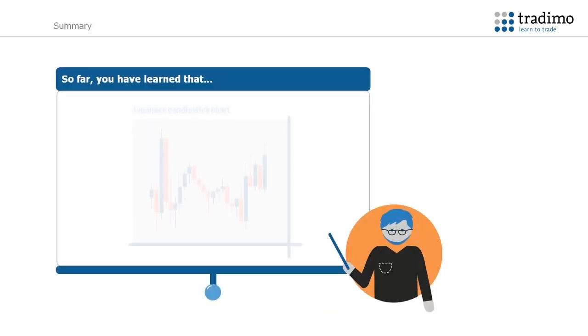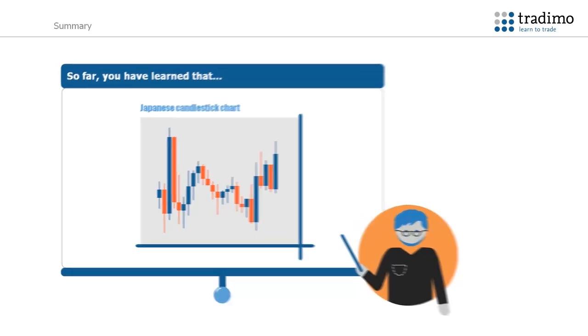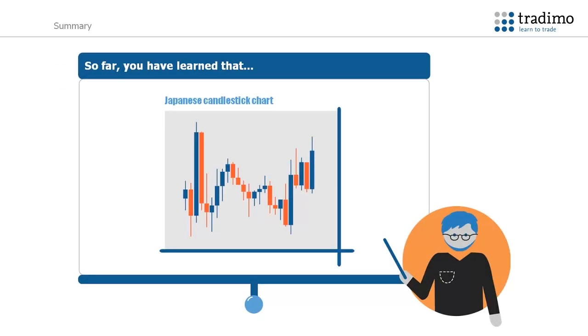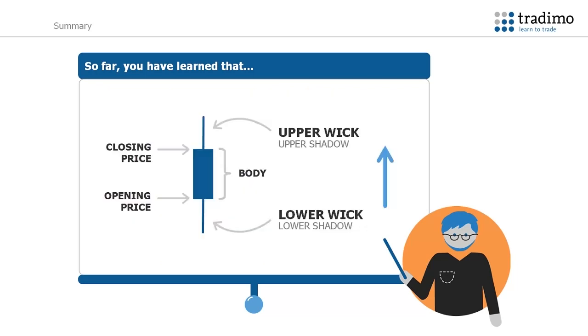This concludes the introduction into Japanese candlesticks. So far, you have learned that the Japanese candlesticks chart is the most common chart that traders use. Japanese candlesticks have a certain time they form in, called a time frame. When this period is over, a new candlestick starts to form. That each candlestick tells you the open, close, high and low of the price for a specific period. The wicks of the candlestick represent the highest and lowest price for that period.